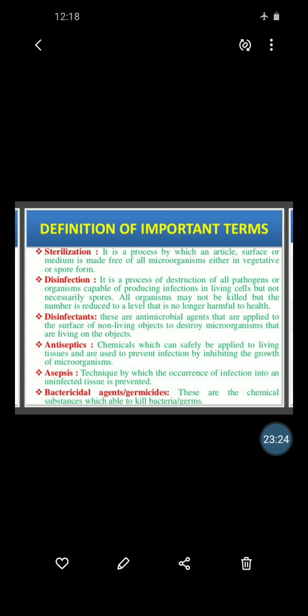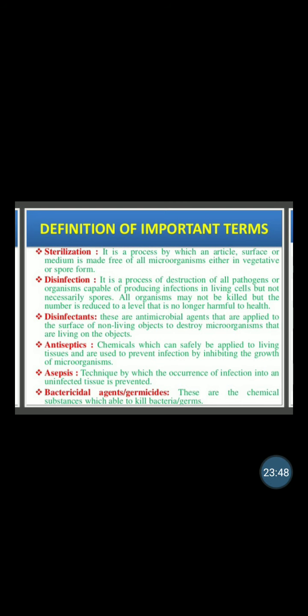Then we will see the merits of this hot air oven. The installation and operation cost for dry sterilization is less. Heat can easily penetrate the material. Dry heat sterilization is non-toxic and does not harm the environment. Next merit, it is non-corrosive to metals and sharp instruments. These are the merits. Then we will see the demerits.